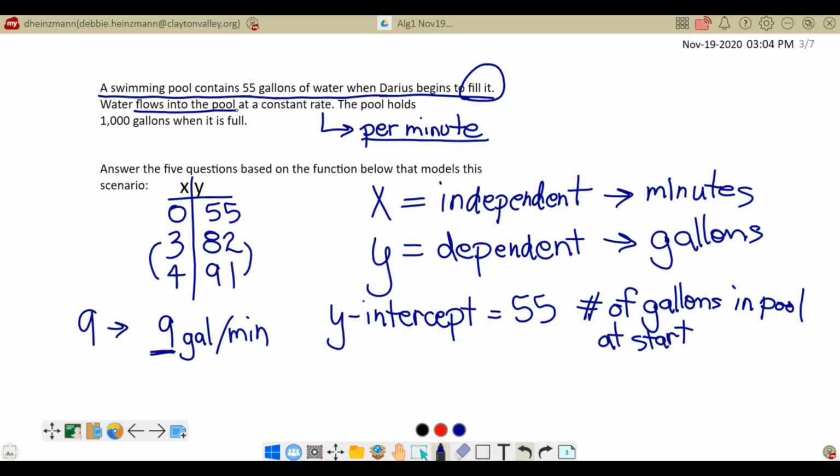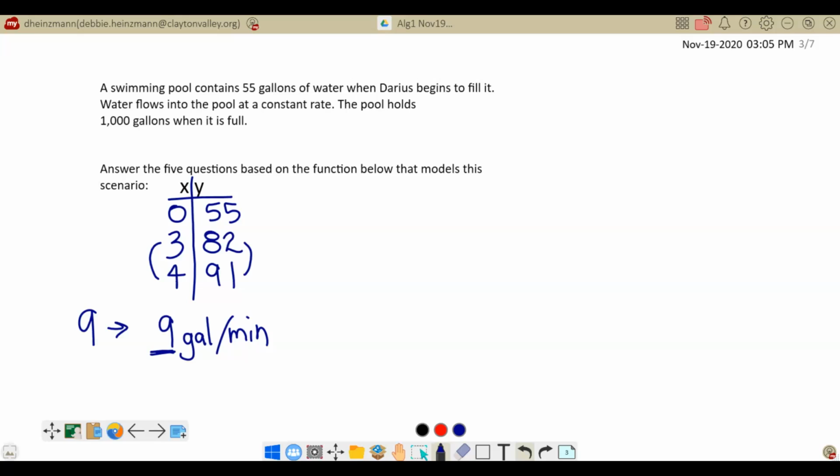And then last but not least, what is our domain and range? So once again, we're going to pause for a minute so I can erase this, and then we'll go through that. Okay, so let's finish up. Our domain. Well, let's think about the fact that we're dealing with minutes. And when we start filling the pool, we're at 0 minutes, right? Well, we certainly can't do negative minutes.